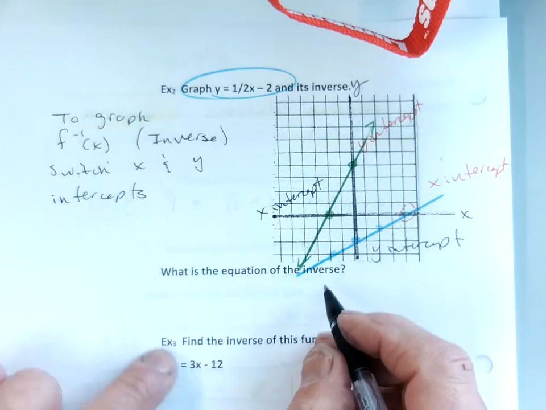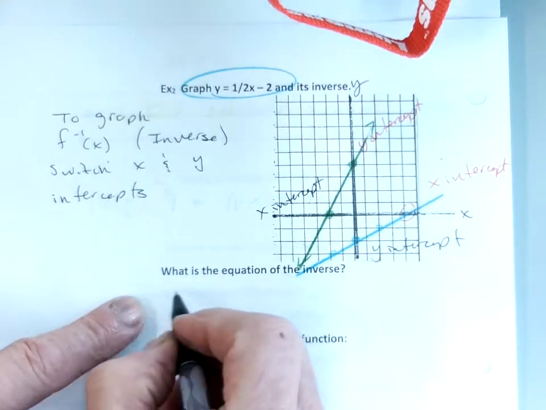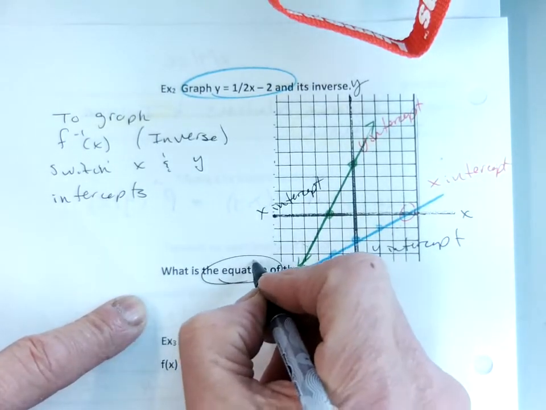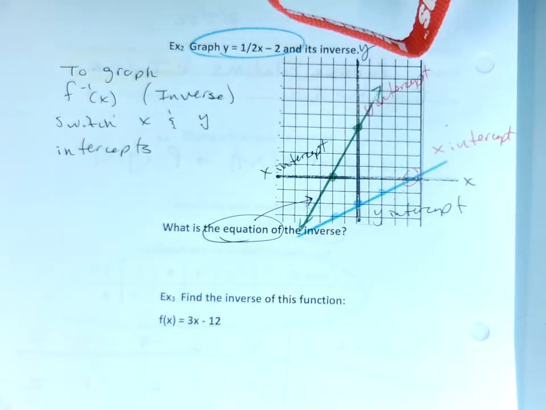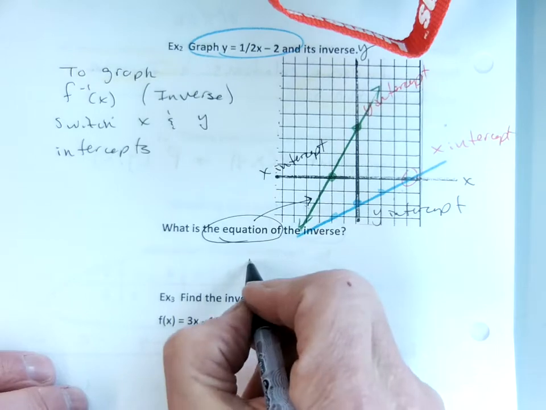Now, what's the equation of my inverse? What's the equation of this green line? Yeah, Tava, you can answer. Y equals 2 over 1 x plus 4.